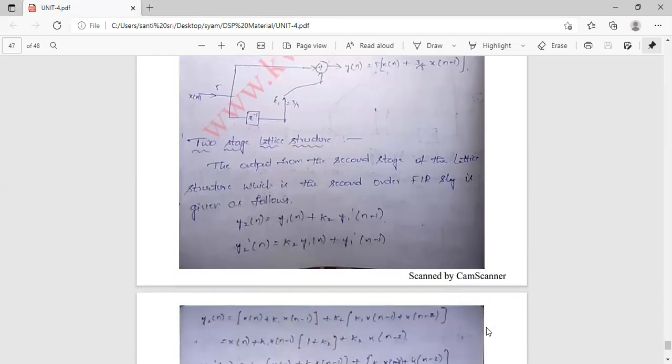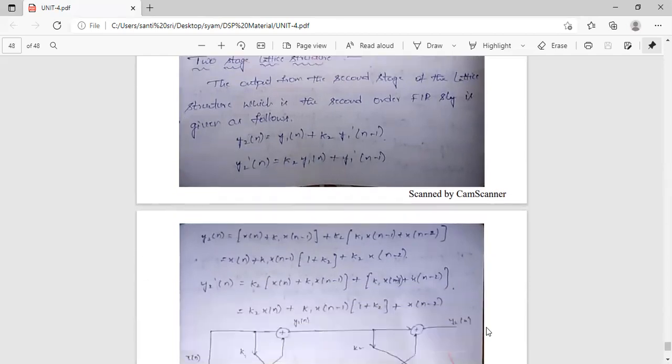Next we will see the two-stage lattice structure. So how can we do the two-stage lattice structure. Yes, the output from the second stage of the lattice structure, which is the second order FIR system, is given as follows. Y2 of n is equal to y1 of n plus k2 into y1 dash of n minus 1. Similarly, y2 dash of n is equal to k2 into y1 of n plus y1 dash of n minus 1. So what is y2 of n?